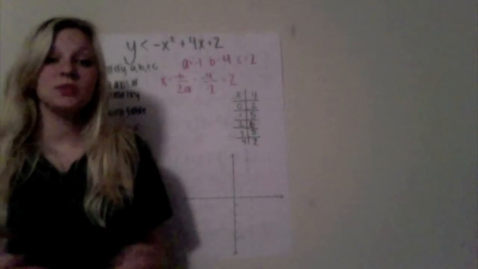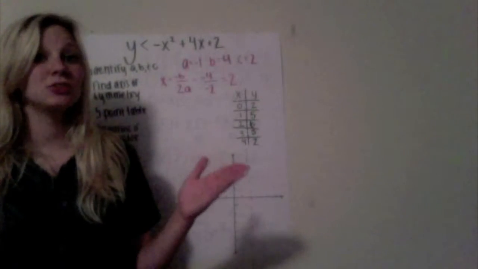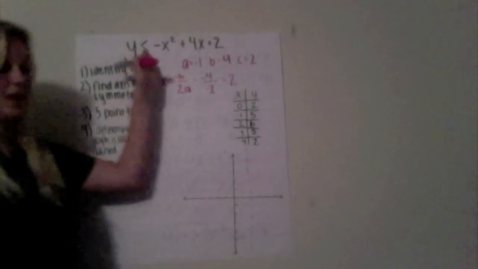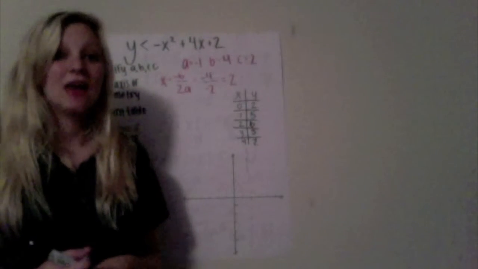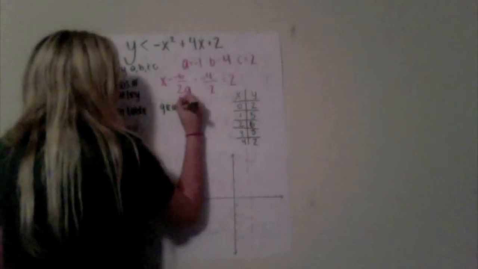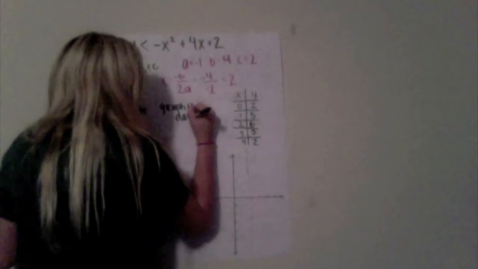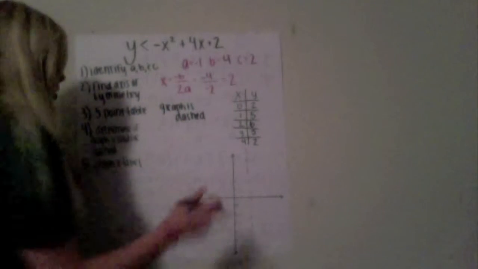Now that we have those 5 points, we have to determine if our inequality is going to be a dashed graph or a solid graph. So we look up here and we have y is less than -x squared plus 4x plus 2. That less than, because there's not an equal to sign, tells you that you have to have a dashed graph. So we need to keep that in mind. So our graph is dashed. The other thing this tells you is whether you're going to shade up or down. Since y is less than all of this, we are going to shade below our curve. So we're going to shade below.